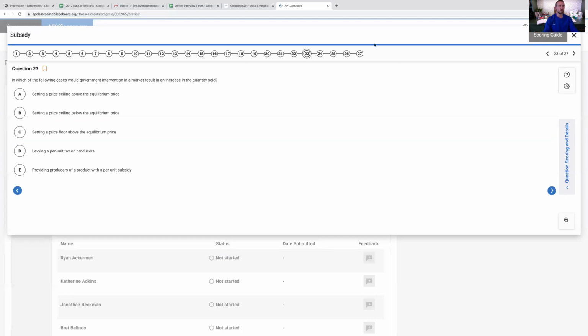Okay, 23. Which of the following cases would government intervention in a market result in an increase in the quantity sold? An increase in the quantity sold.